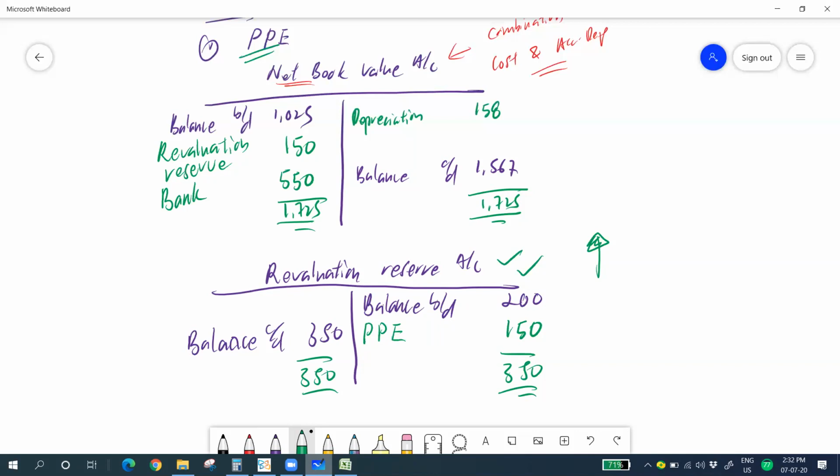So let's identify which amounts we should include in our cash flow statement. Depreciation, yes, we have to include because this is a non-cash transaction. And for this 550, yes, this is the amount that we spent to purchase new assets, so it's under investing activities. Plus, for this 150, do we need to record it in our cash flow statement? Tell me your answer, yes or no?